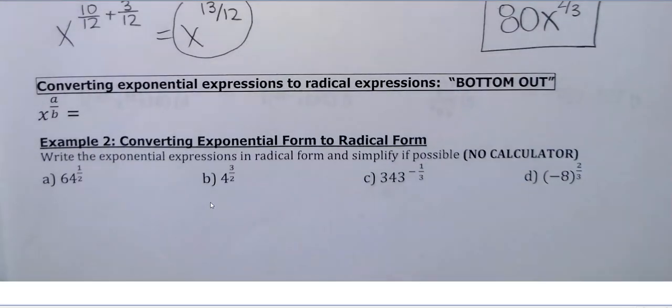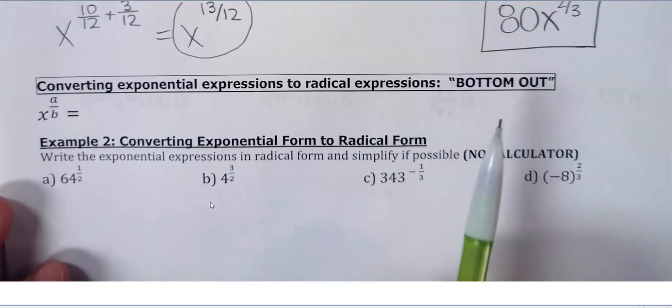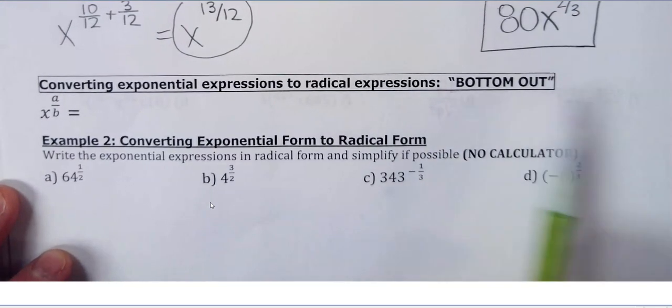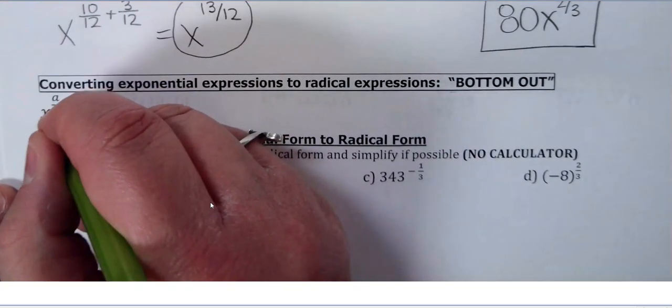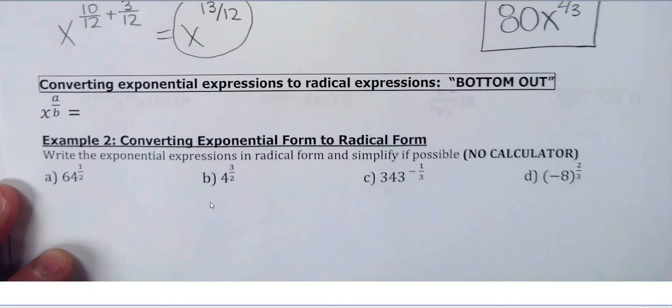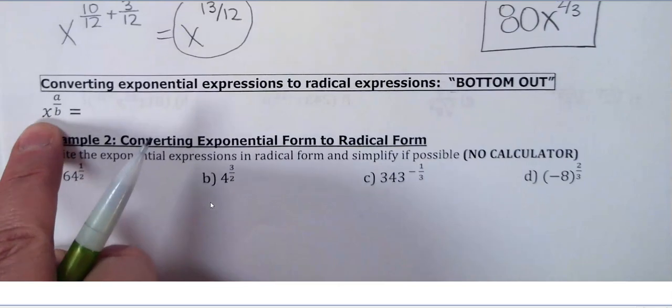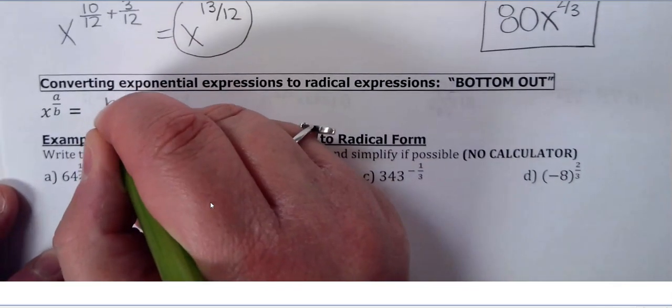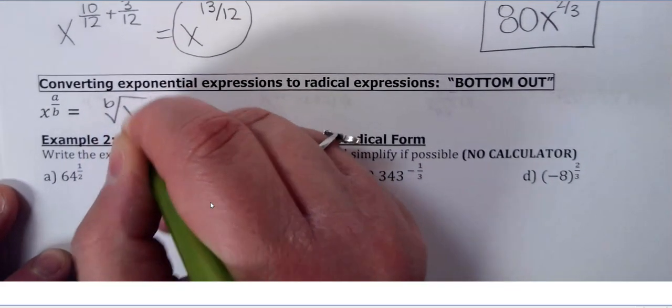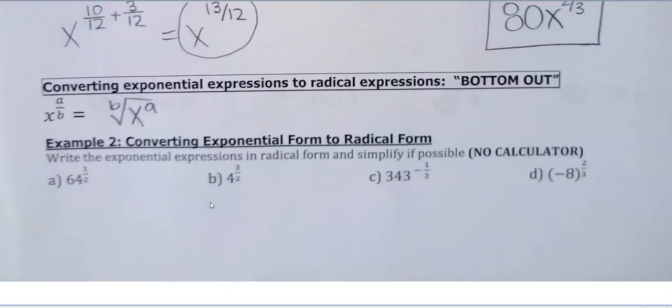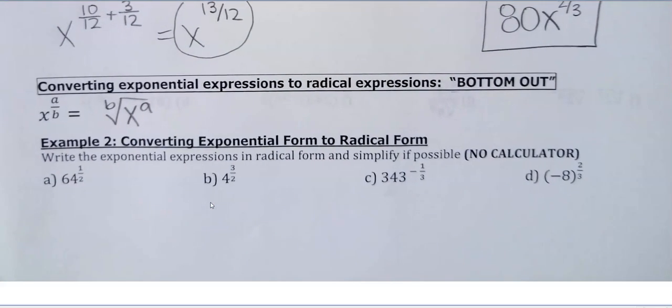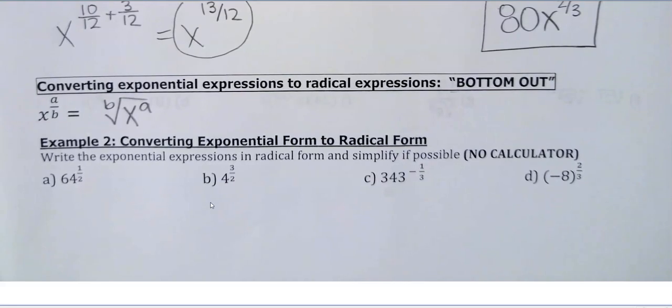All right, so here's the easiest thing I have ever learned to remember this. I just call it bottom out. The denominator or the bottom of the fraction is going to become the index of the root. So x to the a over b is equivalent to the b root of x to the a power. So bottom out, the bottom of the fraction becomes the index of the root, and then the power is going to be whatever the numerator is.